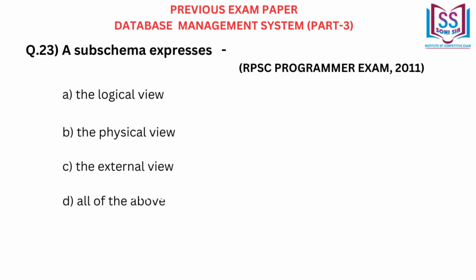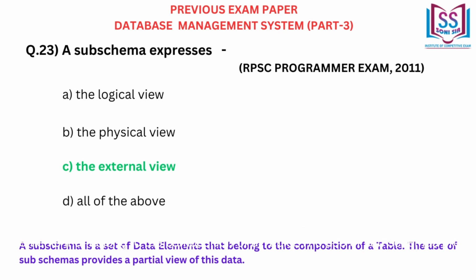A subschema expresses A. The logical view. B. The physical view. C. The external view. D. All of the above. Correct answer C. The external view. A subschema is a set of data elements that belong to the composition of a table. The use of subschemas provides a partial view of this data.